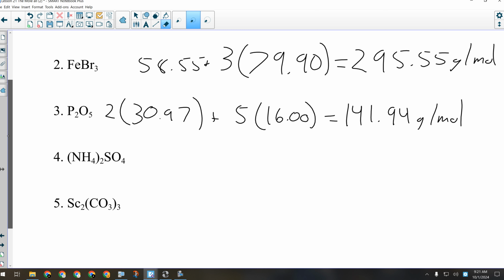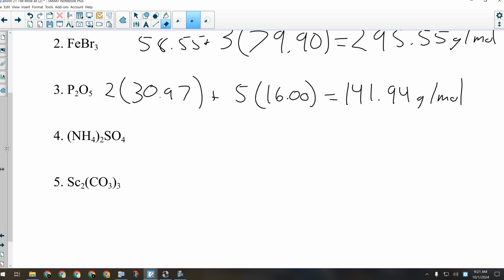Okay, so how many nitrogen are in compound number 4? 2. Okay? Because the brackets are around the ammonium, and that means that there are 2 ammoniums, so that means there are 2 nitrogens. So 14.01 times 2. All right, plus, how many hydrogens are there? 8. 4 times 2 is 8, right? So we've got 8 times 1.01. All right, how many sulfur are there? 1.